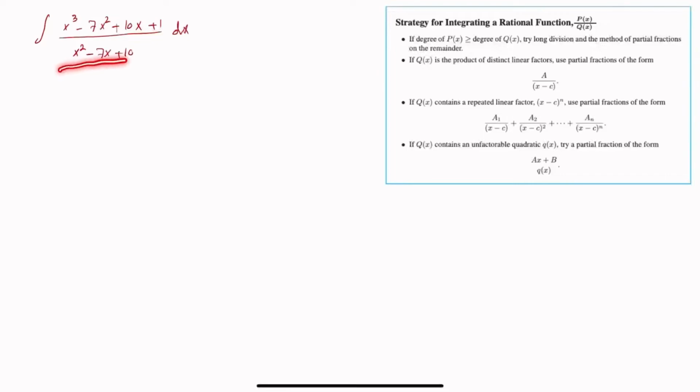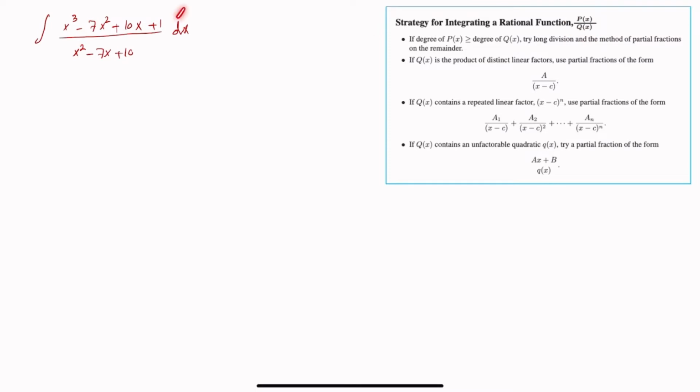Here we want to solve this integral, which is the integral of x cubed minus 7x squared plus 10x plus 1 over x squared minus 7x plus 10 dx. Notice this is a rational function, so we're going to use this note in here.